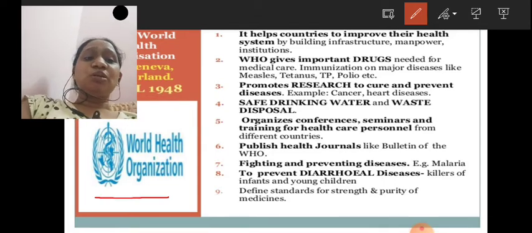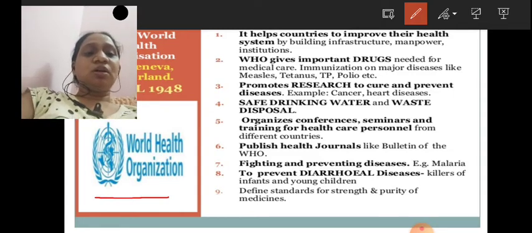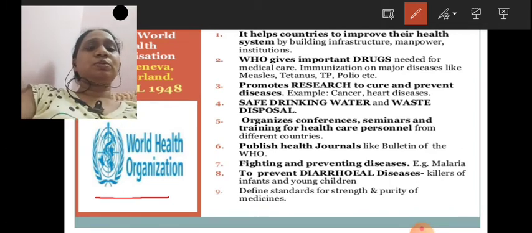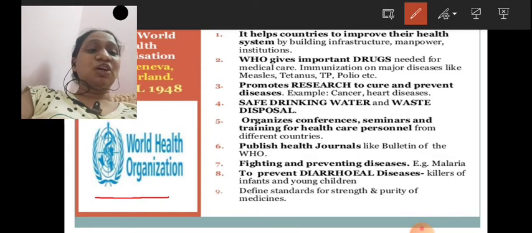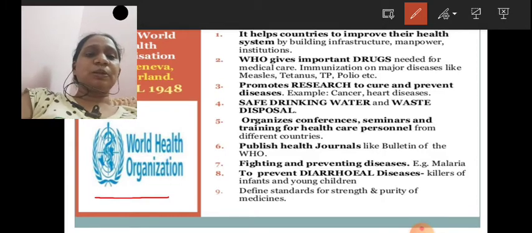It publishes health journals like the bulletins of the WHO, and works on fighting and preventing diseases, for example malaria, and preventing diarrheal diseases, which are a killer of infants and young children. Diarrhea sometimes becomes so dangerous that young children basically die of it.